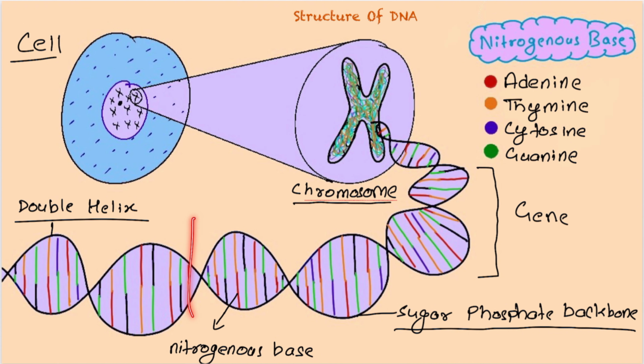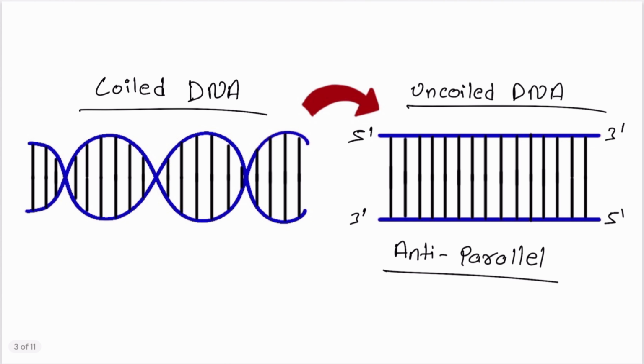Now, if we take a part of DNA, then we can see it is a spirally coiled structure. If we uncoil a DNA, we get two straight lines which are antiparallel to each other. Antiparallel because one of the strands runs from 5' to 3' and another strand runs from 3' to 5'.